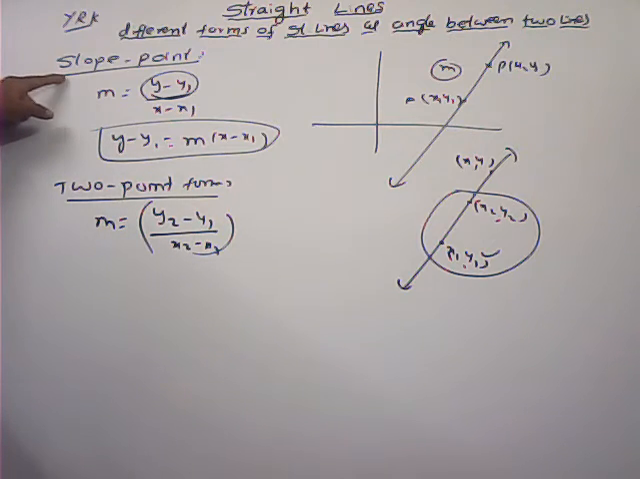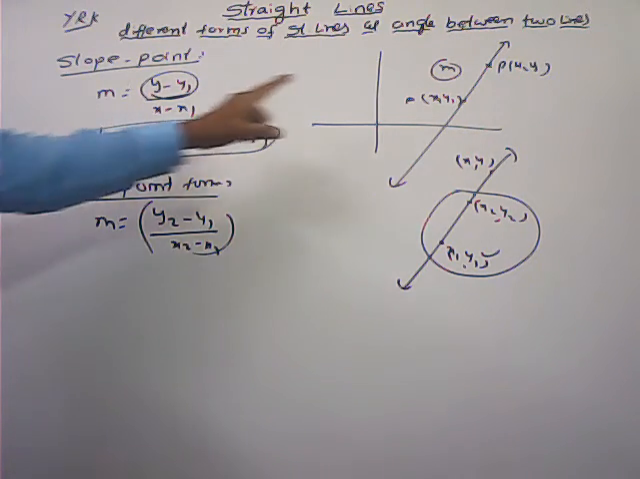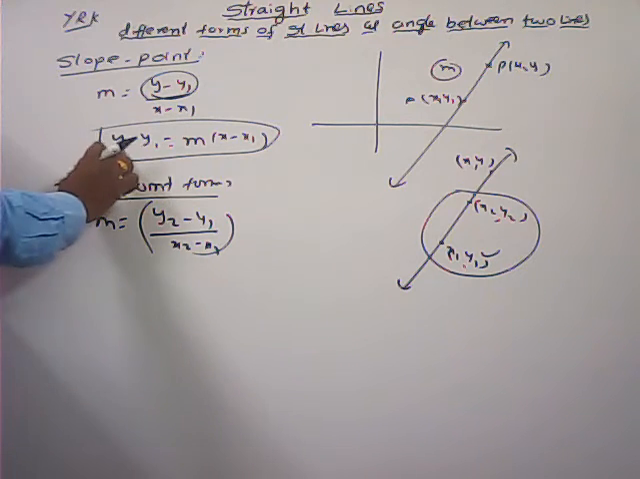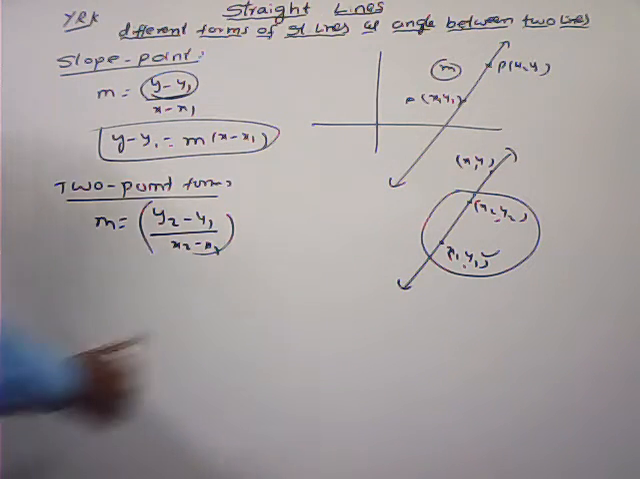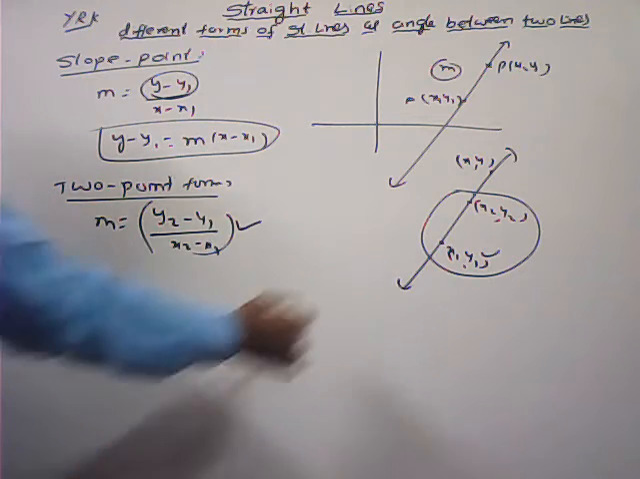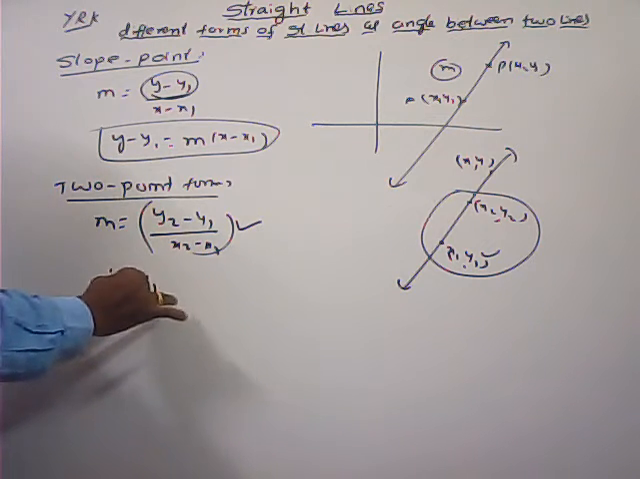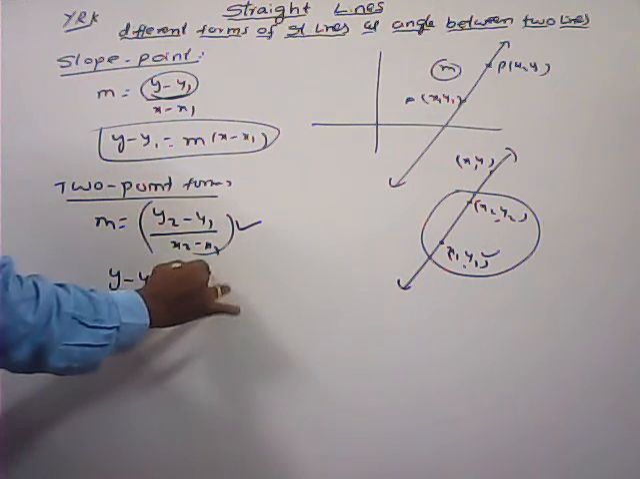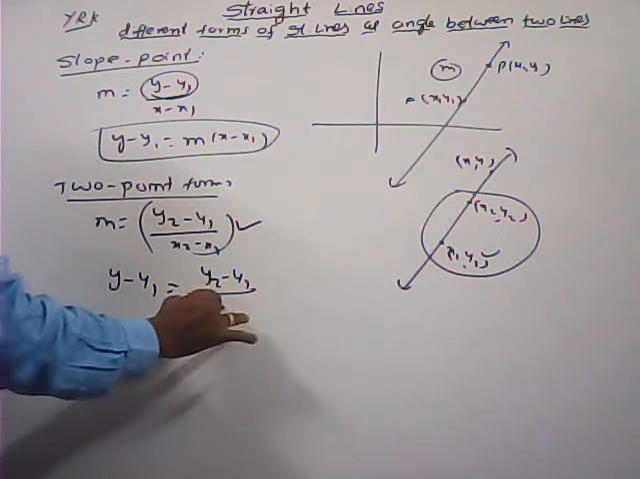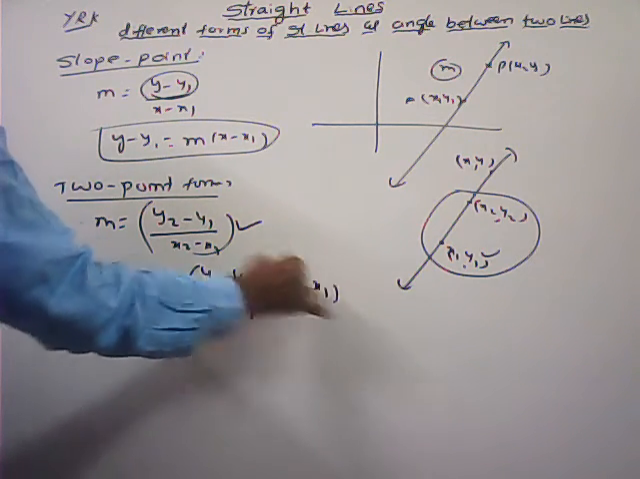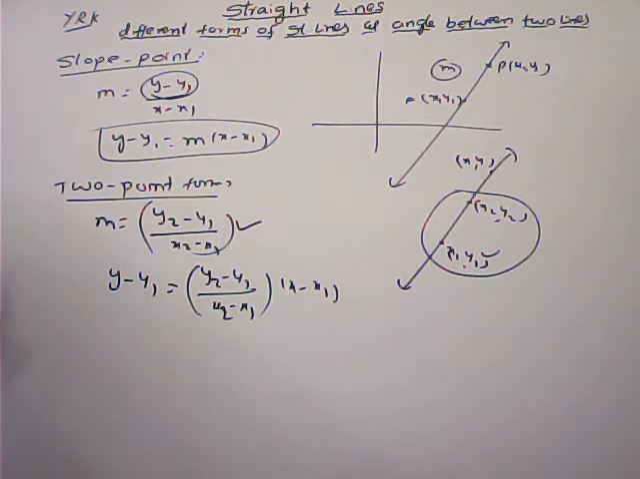Here we have already done the slope-point form: the line passes through the point (x1, y1) and has slope m, that is y minus y1 equals m into (x minus x1). Here m is the slope of the line, and I am taking the point x1, y1, though you can consider either (x2, y2) or (x1, y1). So y minus y1 equals m into (x minus x1). What is m here? If the line passes through the 2 points, m is (y2 minus y1) by (x2 minus x1). You can write the same thing in the place of m: y minus y1 equals (y2 minus y1) by (x2 minus x1) into (x minus x1).